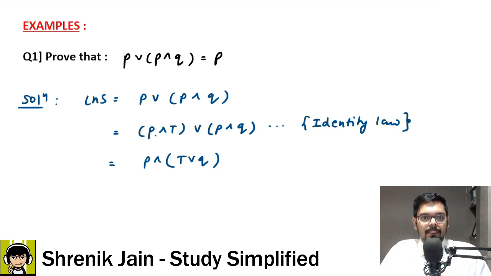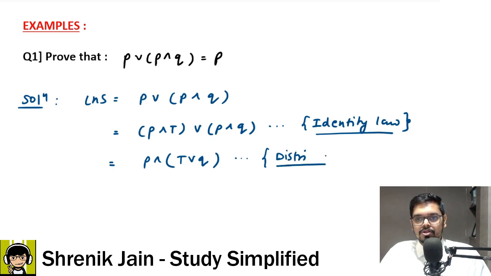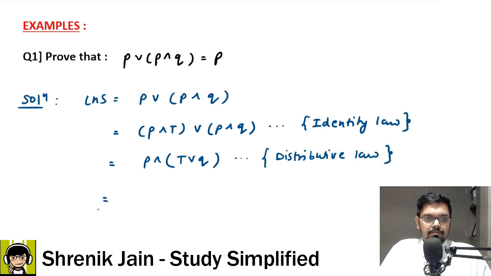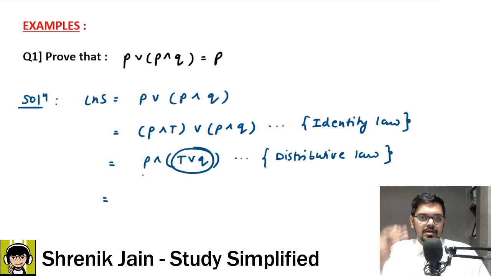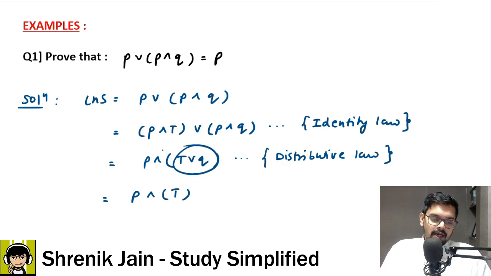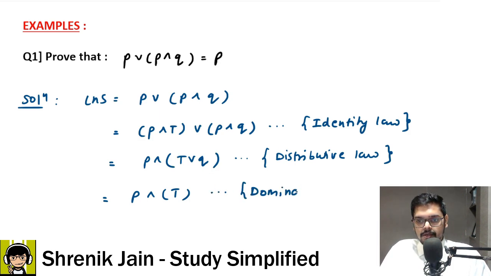Let me repeat what I did. P and was common. Took it outside. What was uncommon now? T or Q. So T or Q, uncommon, is inside the bracket now. So this is nothing but my distributive law in the reverse format. So both of the things, identity law and distributive law, I'm using in the reverse format to solve my expression. Can you see? Now what's next? Sir, T or Q, if at least one of them is true, the result is true. This is domination. Yes, this is domination. In the OR, if at least one of them is true, the result is true. So, domination law.